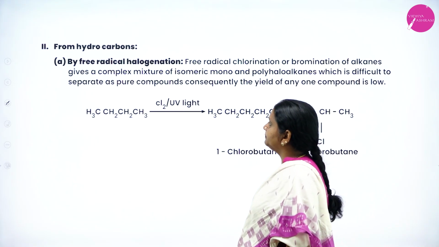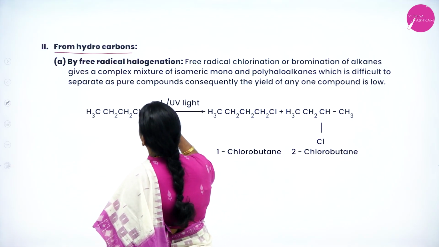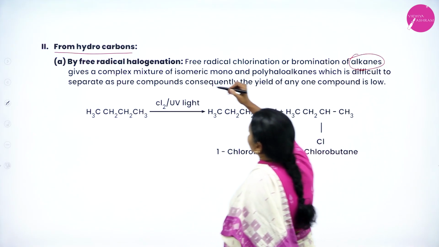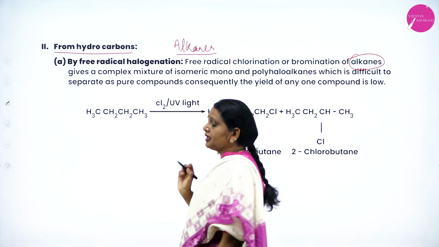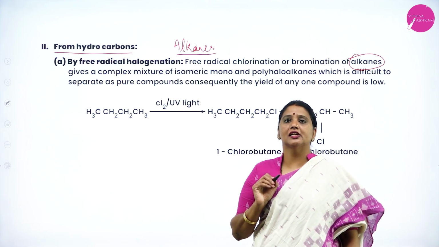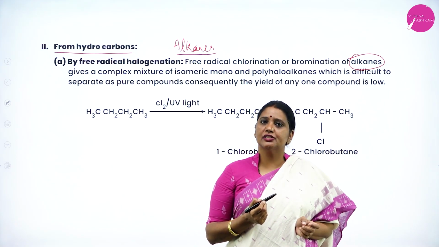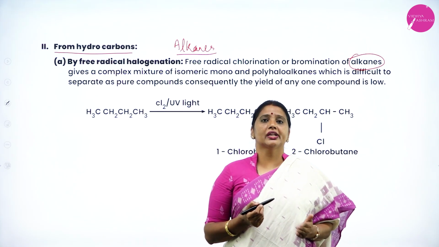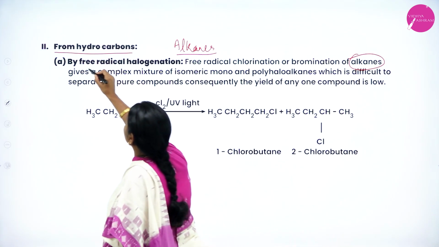Next, Roman number 2, from hydrocarbons. In hydrocarbons, you know that we have alkanes, alkenes and alkynes. But here we'll consider alkanes. Last year in the first PUC, we discussed that alkanes undergo substitution reaction. When it reacts with halogen, it is known as halogenation. In that, we studied chlorination. Methane undergoes chlorination in the presence of diffuse sunlight, and that reaction is called free radical halogenation.